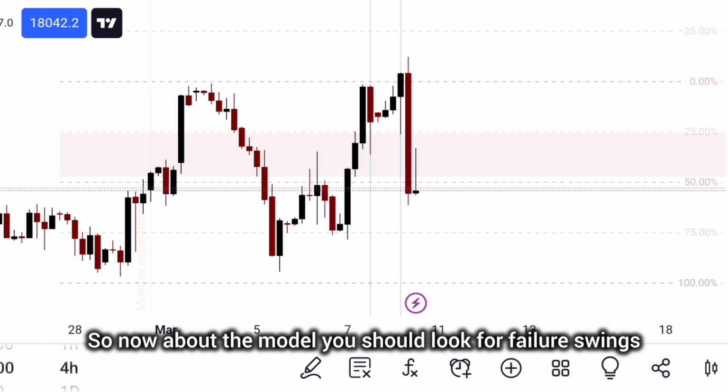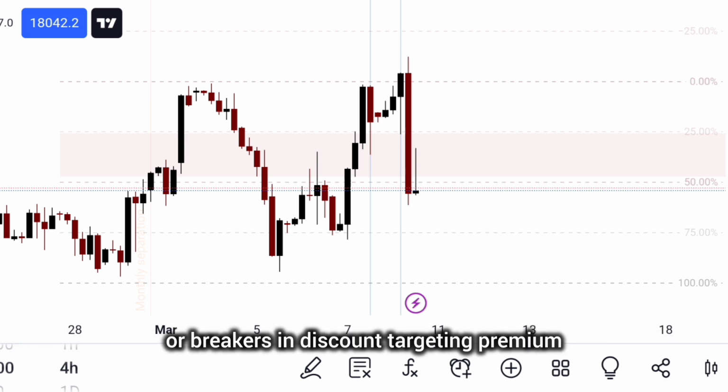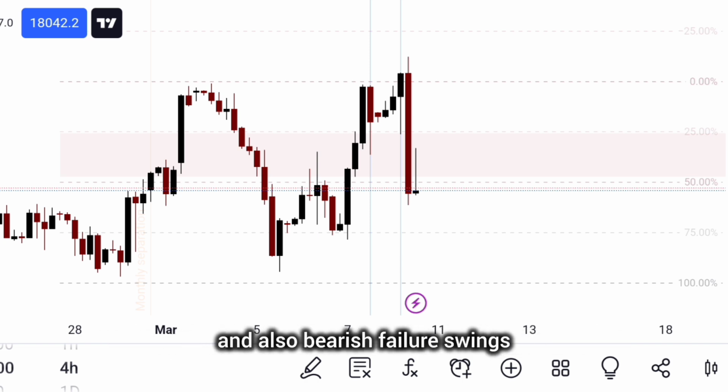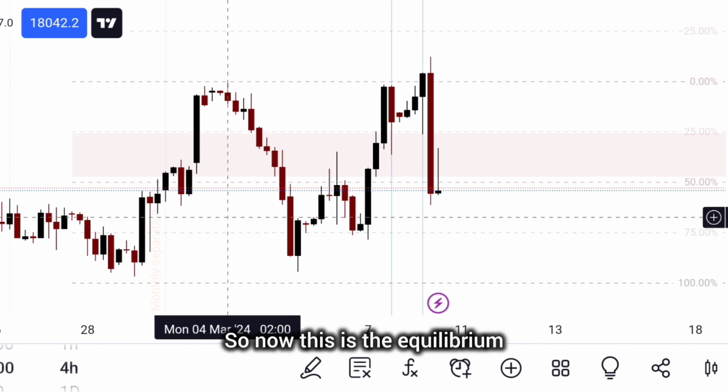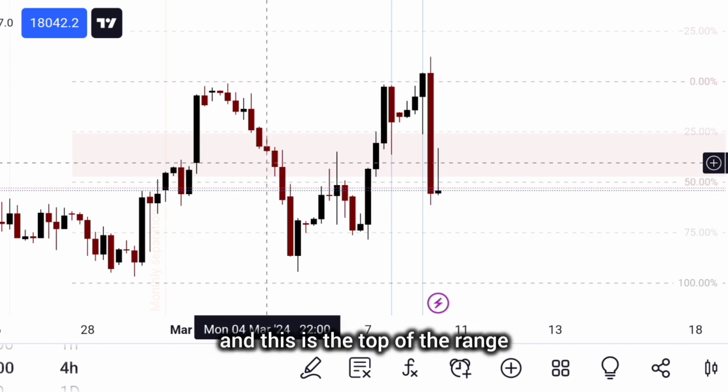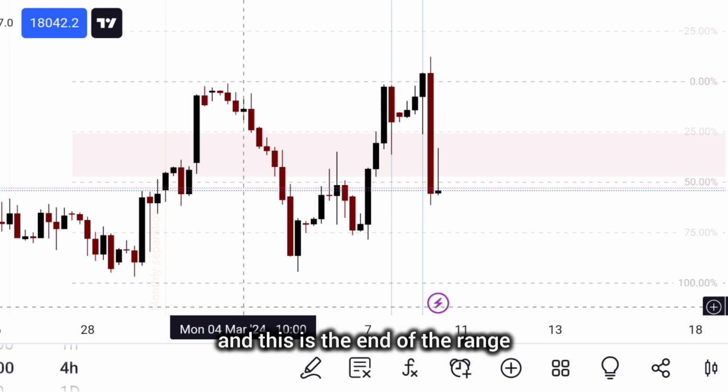So now about the model. You should look for bullish failure swings or breakers in discount targeting premium, and also bearish failure swings and breakers in premium targeting discount. So now this is the equilibrium, and this is the top of the range and this is the end of the range.